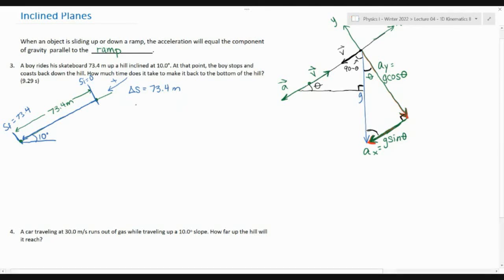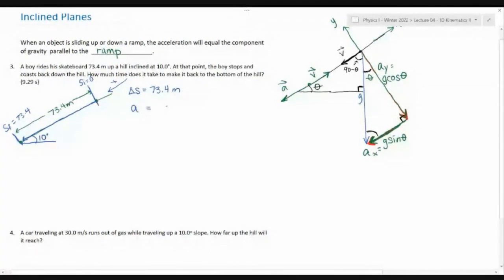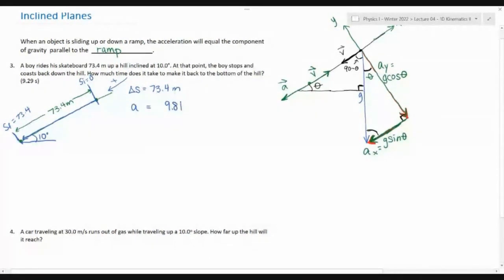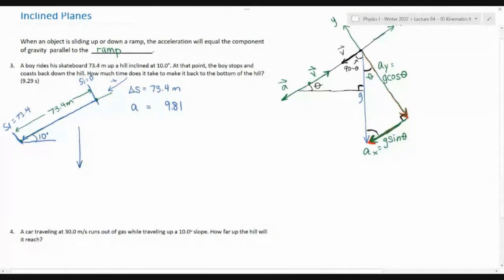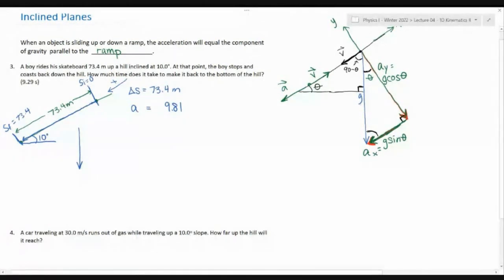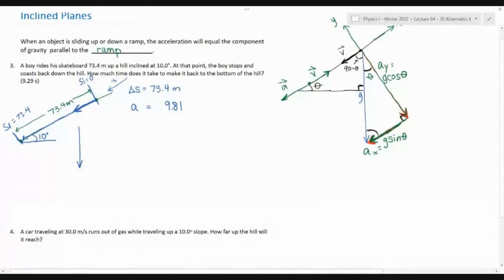Acceleration. Okay, so are we going to say that the acceleration is 9.81? Because which way does acceleration equal 9.81 point? It's gravity, so it's pointing down. But this boy on the skateboard is not traveling straight down. He's traveling on this ramp, on this angle, right? He's going this way. So we need to find the component of acceleration that's parallel to the ramp.